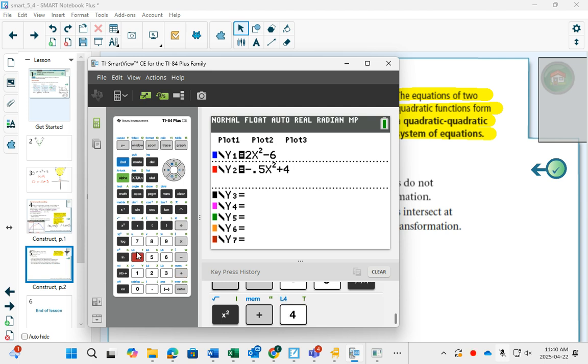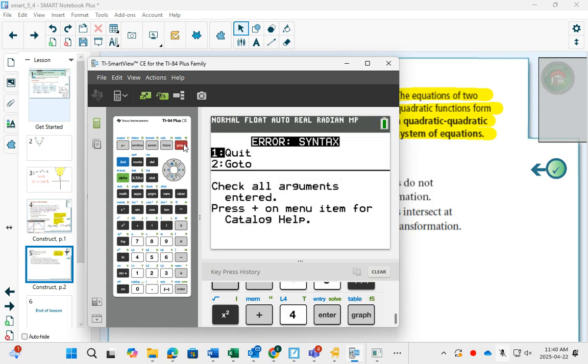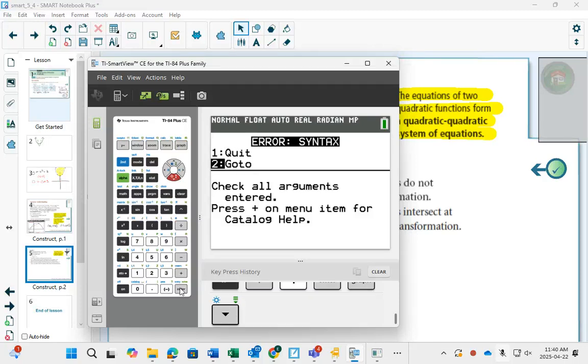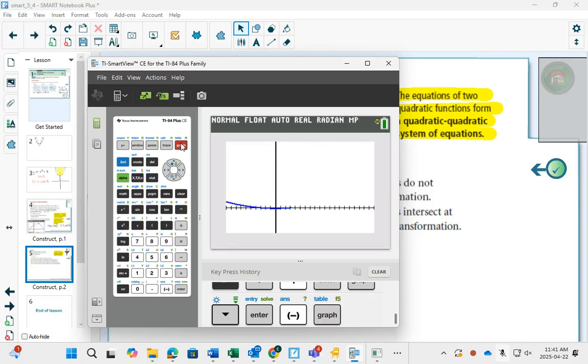If you do that mistake, your calculator is going to get mad at you and say, when you hit graph, error, syntax. Check all arguments entered. You're like, oh, I didn't get into an argument with my calculator, I'm confused. But you can go to the go-to button and it should take you somewhere close, and it's like, oh, maybe it was my negative sign. If I switch that, now I can graph.